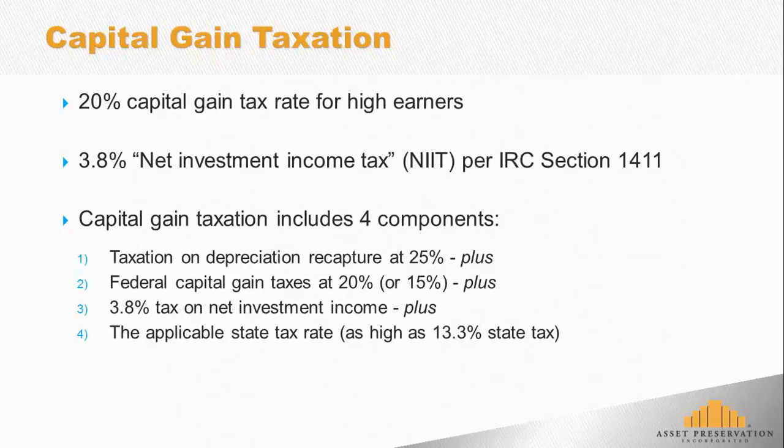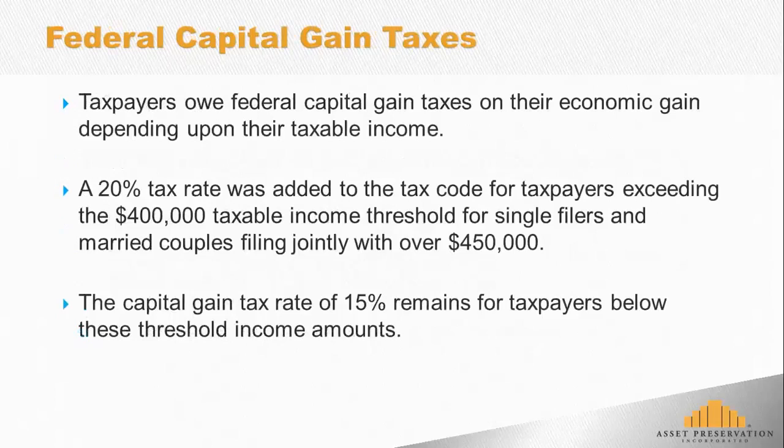Now let's look in a little bit more detail at the capital gain taxes, in particular the federal capital gain taxes. So there's a 20% rate for taxpayers that have over $400,000 of taxable income for single filers, or over $450,000 of taxable income for married couples filing jointly. And one thing to take note of here, you'll see that it's $400,000 for single filers and $450,000 for married couples filing jointly. There really currently is a significant marriage tax penalty. Below those threshold amounts, the capital gain tax rate at the federal level is 15%.